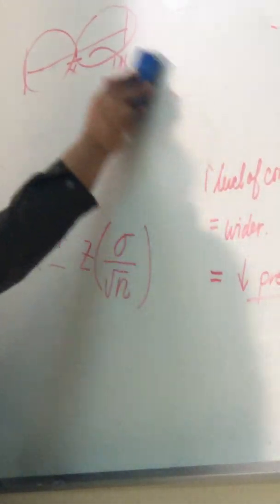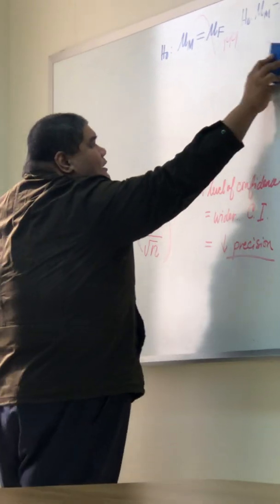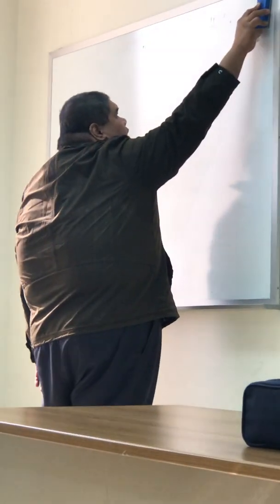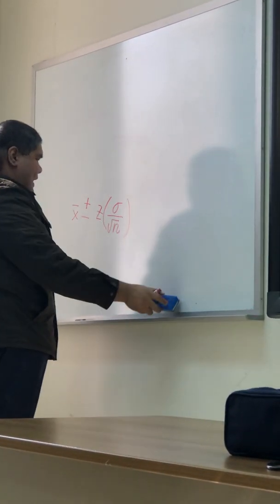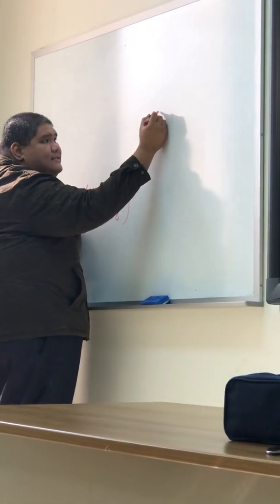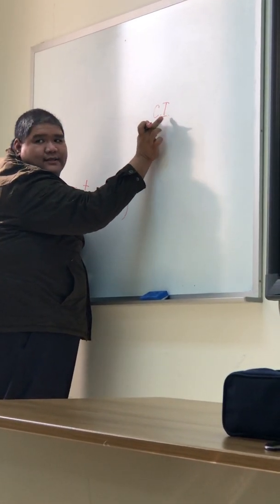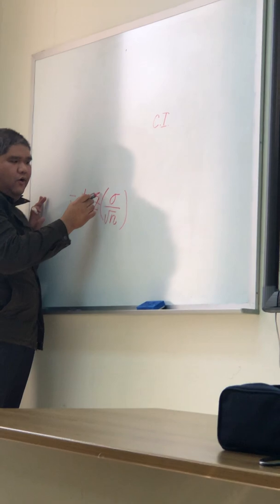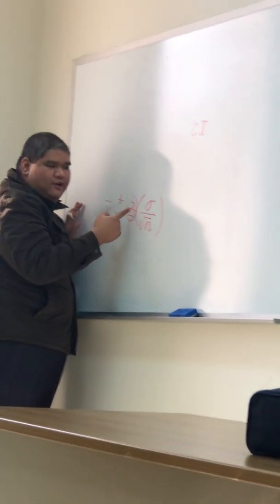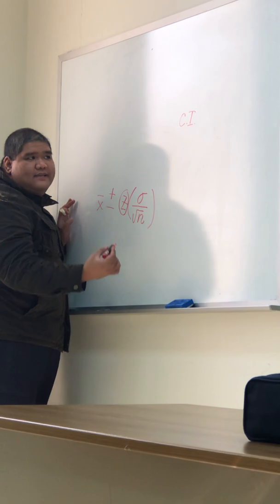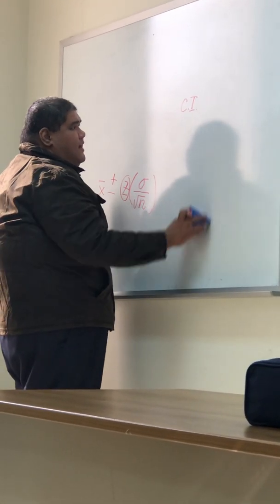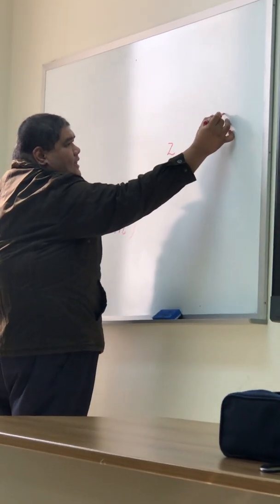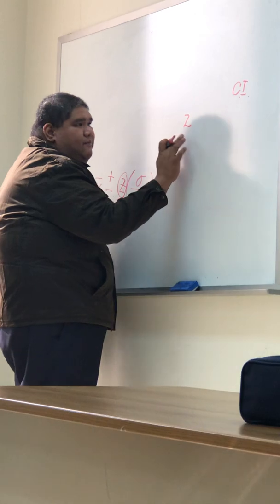Now, what do you think will be the effect of the following on the CI? Please take note, when I say CI, that refers to the confidence interval. What will be the effect on the CI of the sigma? Of the Z. C is, let me just write it here. Z. CI. What will be the effect of C?